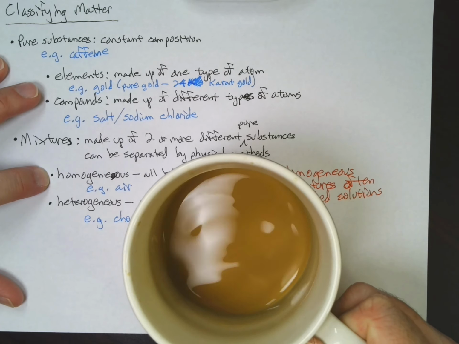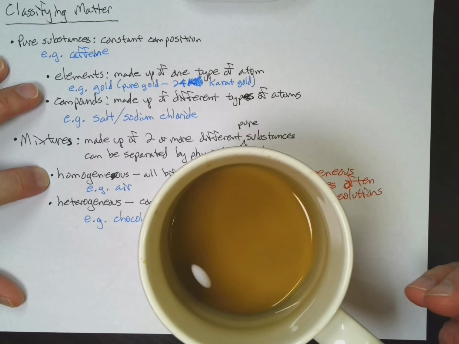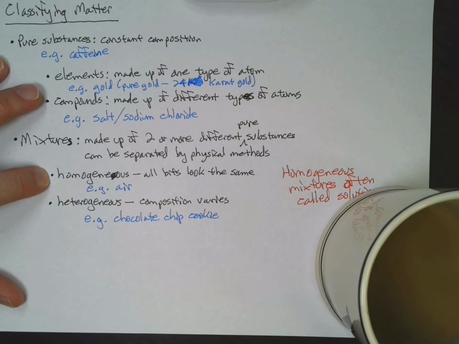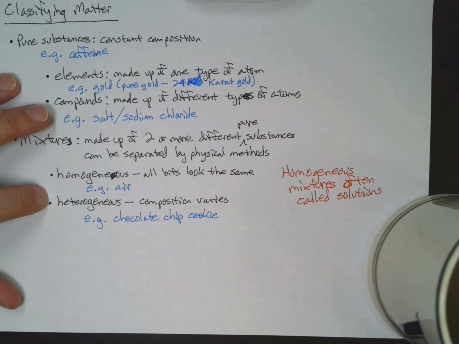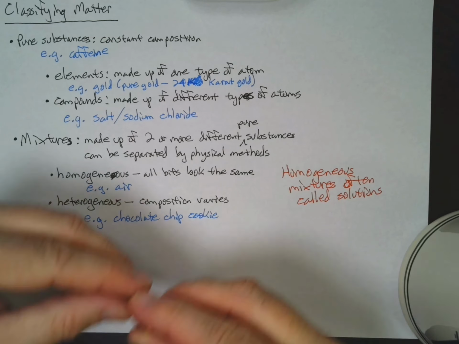Now, if I let it sit a while, maybe things would separate out. Maybe I could put it in a centrifuge and spin it really fast. I'm not going to change any of the chemical composition of anything in it, but maybe I could get the cream to separate or something like that. In which case it would be more on the heterogeneous side. Let's look at another example. Let's look at my wedding band.